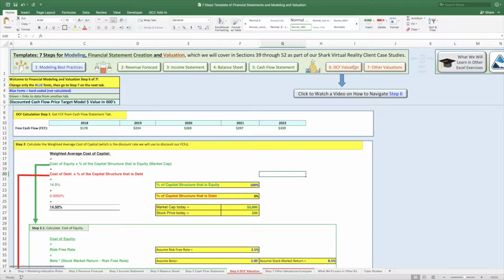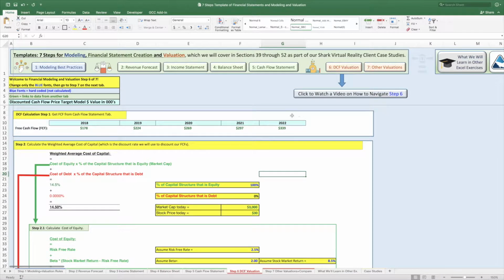Welcome to step number 6, where we're talking about DCF valuation. After this step, meaning in step 7, we'll look at other types of valuations like price earnings and price to revenue. And then we'll take an average of all 3 valuation methodologies to minimize the margin of error when we come up with our target price.